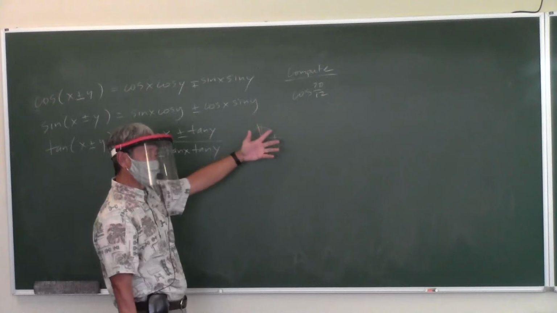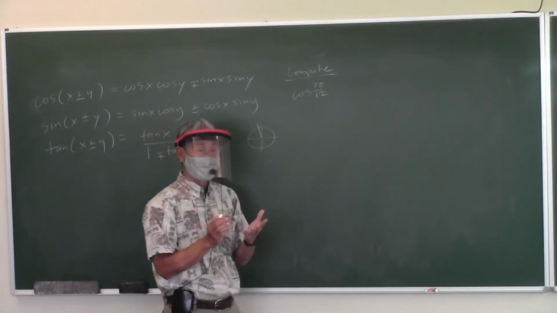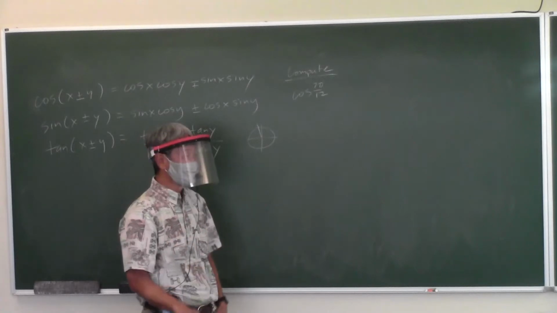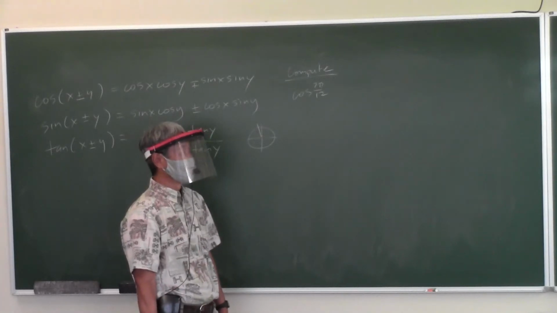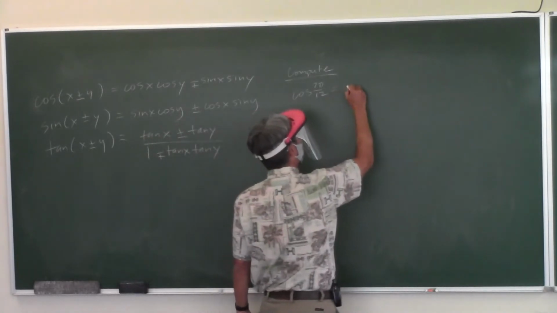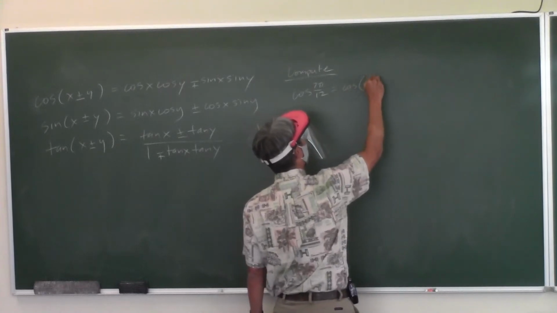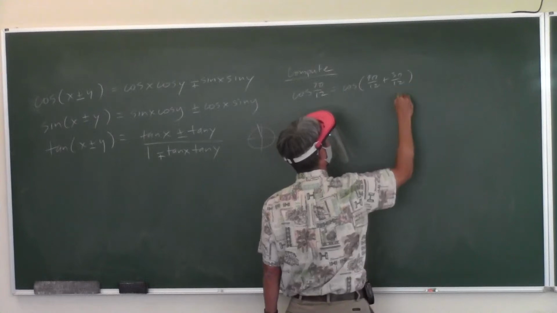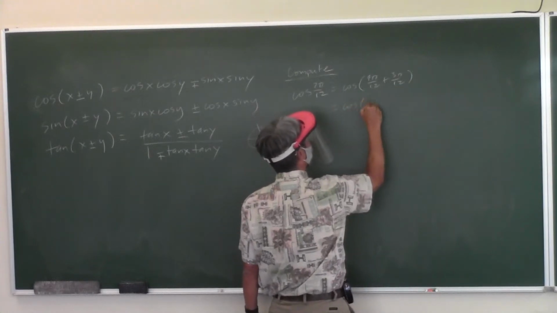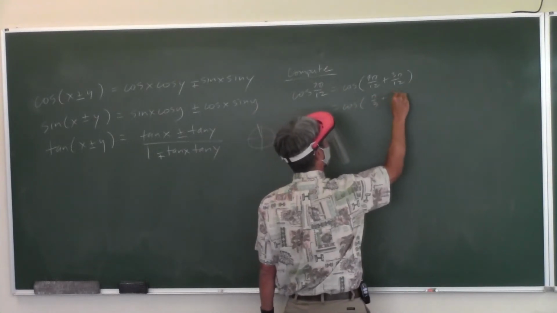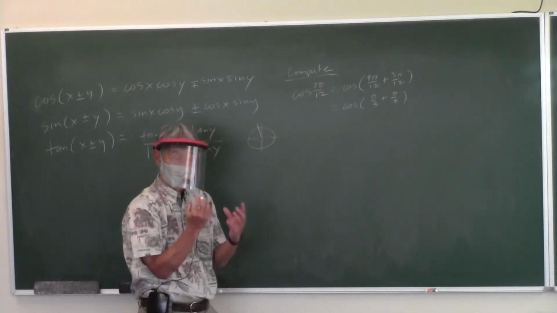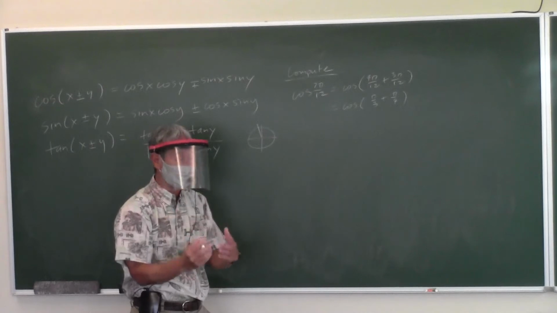Okay, so what did you do last year? Well, you got to write 7 pi over 12 as either a sum or a difference of two angles that you know. 3 pi over 12 plus 4 pi over 12. So that's the same thing as cosine of 4 pi over 12 plus 3 pi over 12. Of course, that can be reduced to pi over 3 plus pi over 4. And aren't those two angles that you know? So you got to make sure the two angles are angles that you know now.